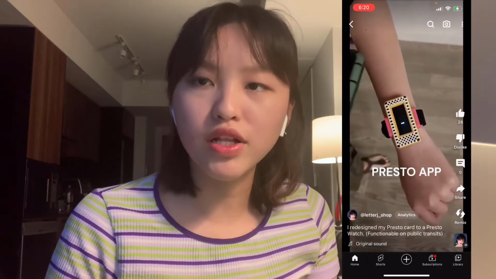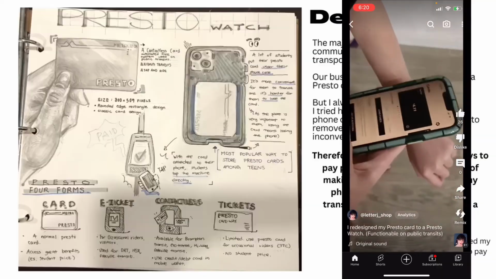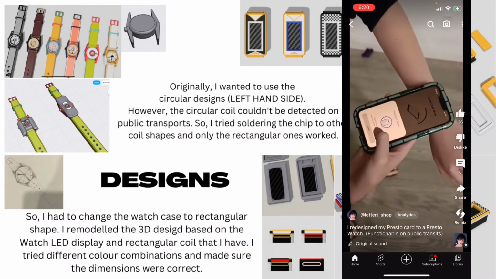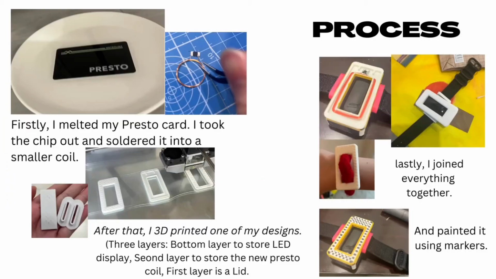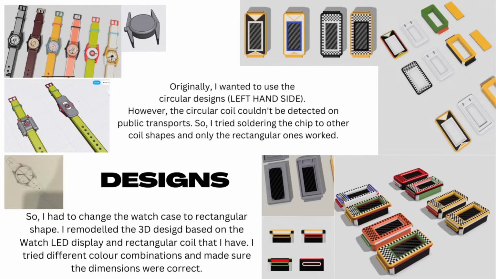I basically melted my Presto card. A Presto card is a card that you use to take public transit in Canada. I melted this card, took the coil out, and soldered it into a new coil, which is smaller, super small. And I 3D designed some of these cases. At first it was a circular design, but it didn't fit the Presto coil that I made.